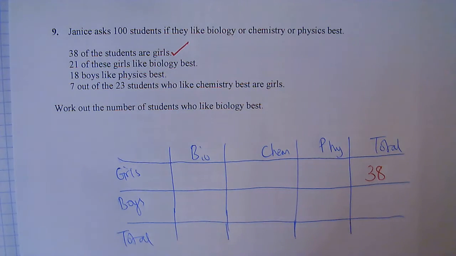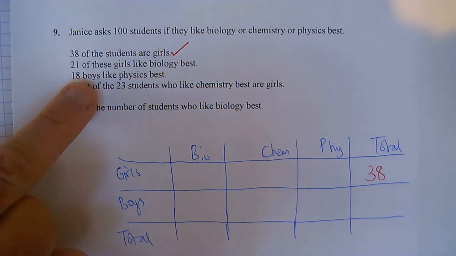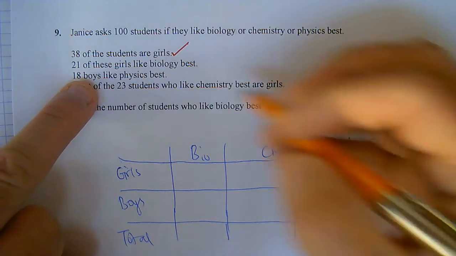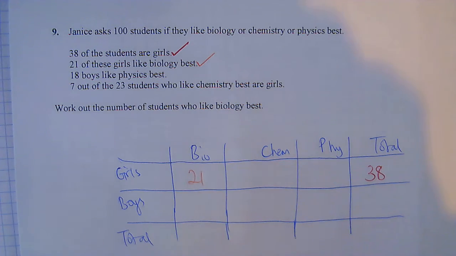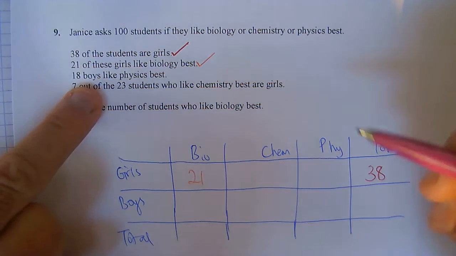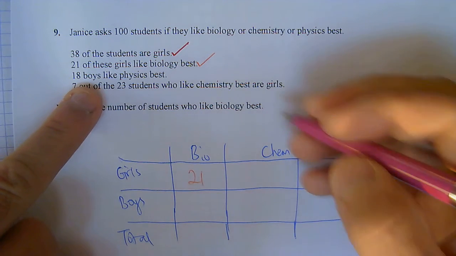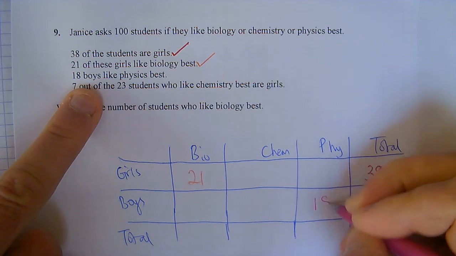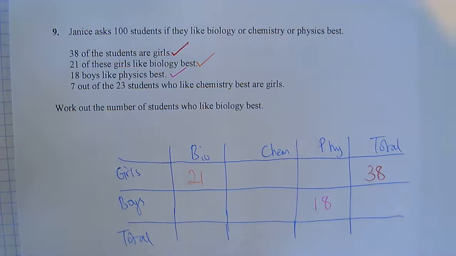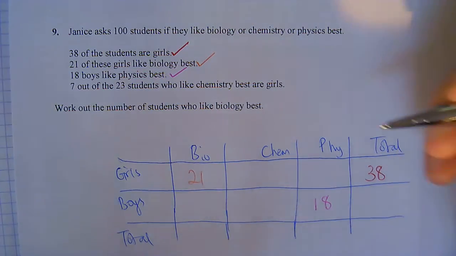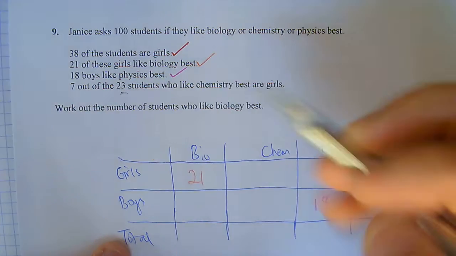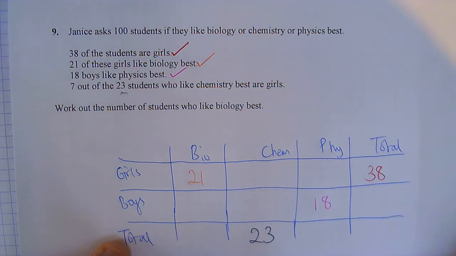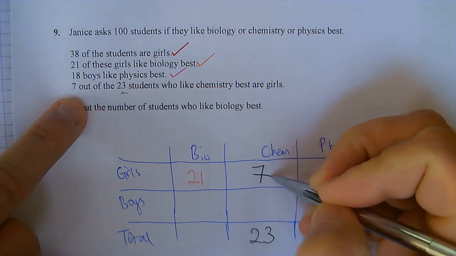My next bit of information tells me that I've got 21 of the girls like biology best. So 21 girls like biology best. So I'm going to tick it, and I've used that piece of information as well. I'm then going to look at my next piece of information. 18 boys like physics best. So I'm going to go to my physics, go to my boys, and now I've got 18, and I can tick that. And then finally, 7 of the 23 students who like chemistry best are girls. Well, that gives me 2 bits of information. I've got 23 students that like chemistry best, and 7 of them are girls.